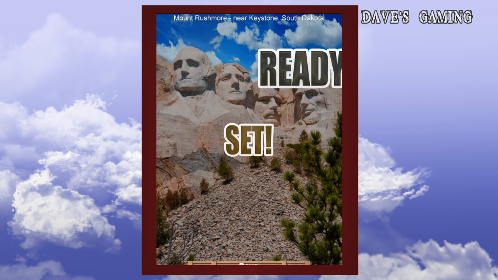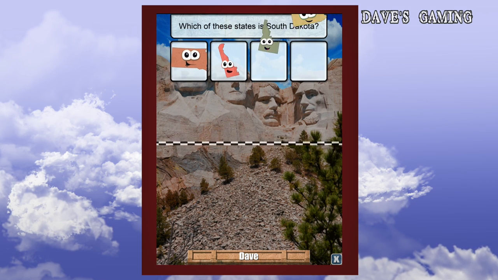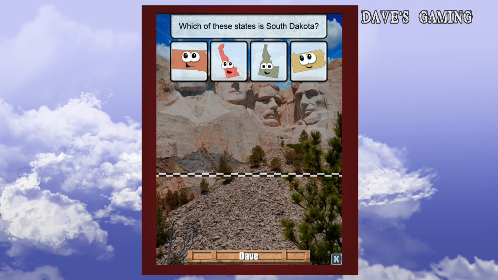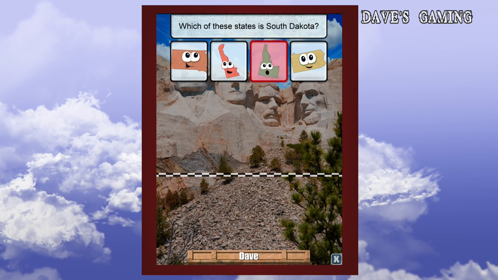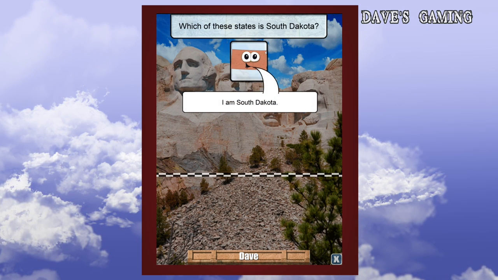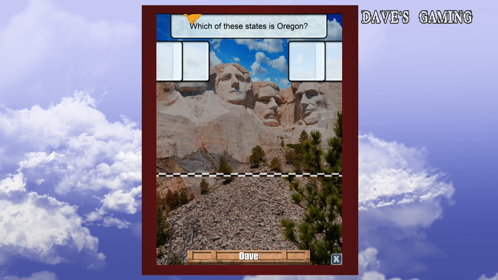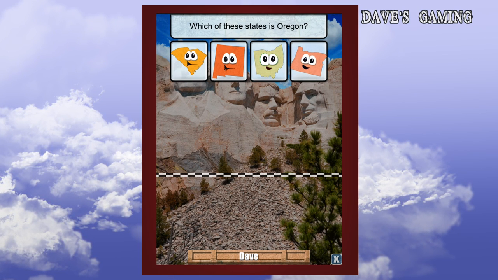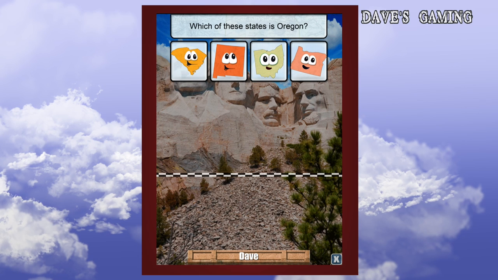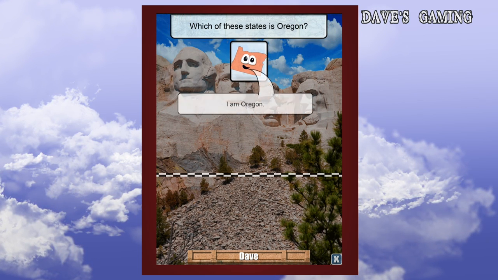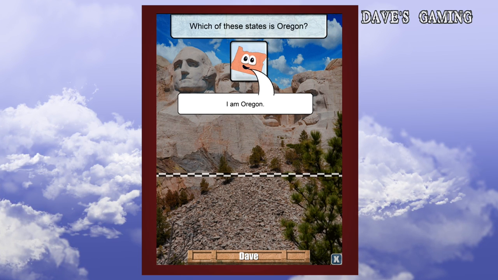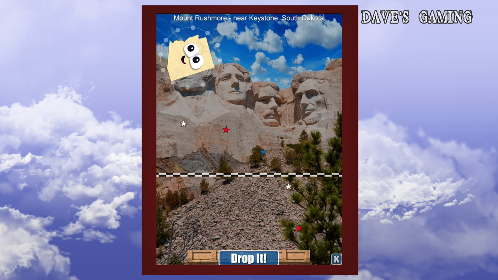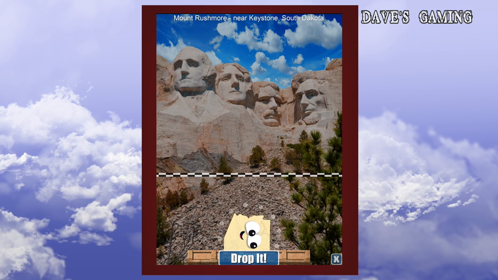Ready, set, go! Which of the states is South Dakota? I don't know. I truly don't know. Must be those two middle ones. No. The big one. I'm South Dakota. Oh, jeez. All right. Which of the states is Oregon? Damn it, I don't know. Wrong guess, I am Oregon. That's kind of a little difficult. AZ is the abbreviation for Arizona, of course, that I know. So I got two wrong, one right.